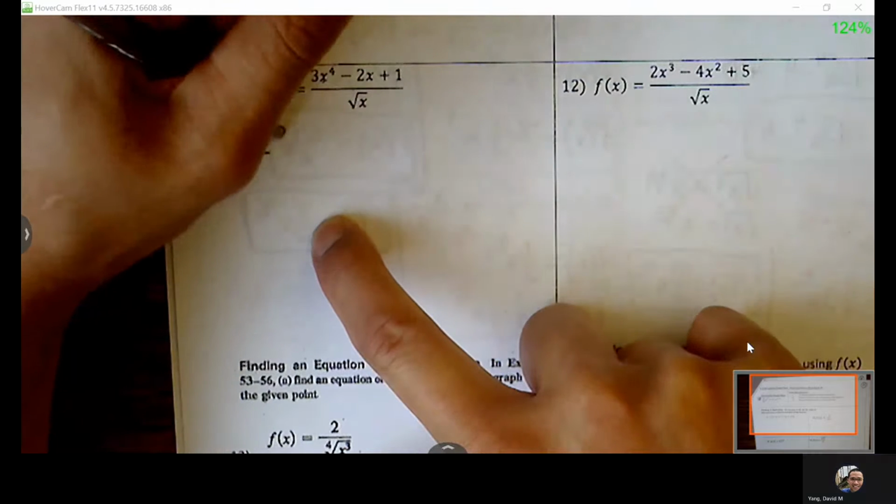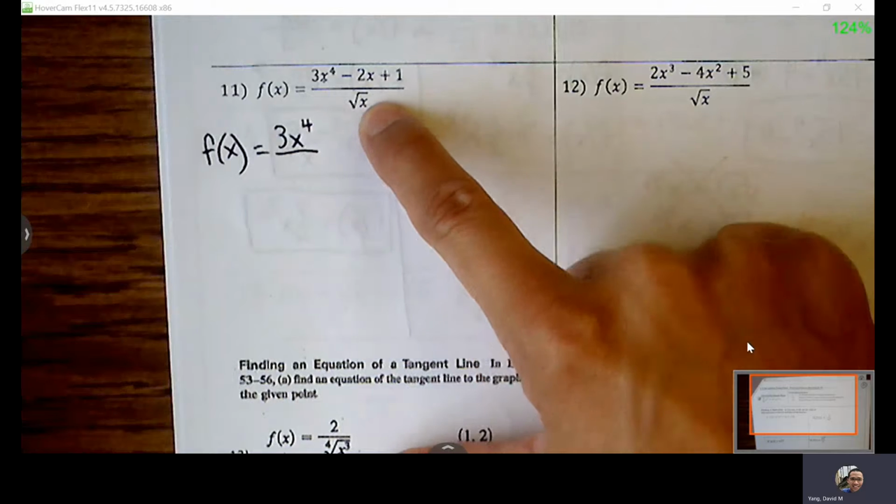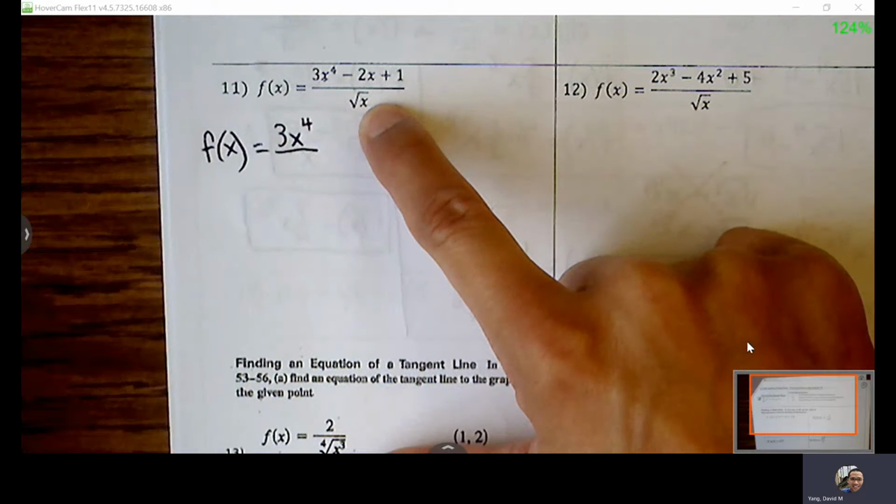Okay. And I'm also going to convert this along the way. What's square root of x? X to the 1/2. Okay.